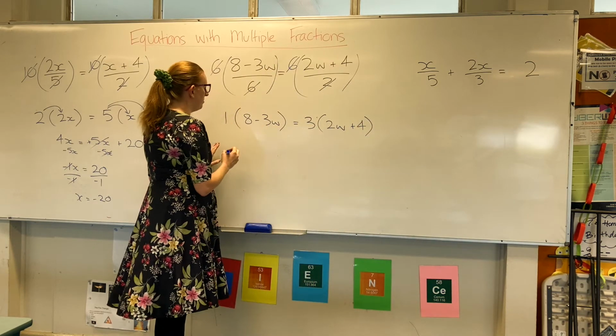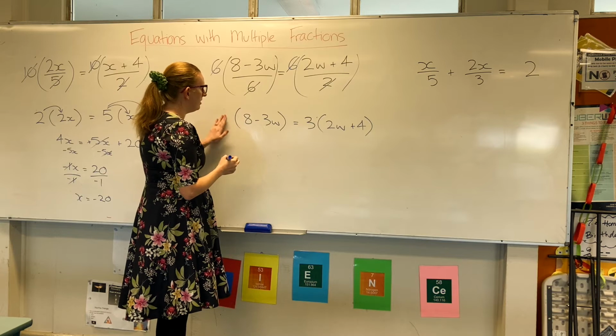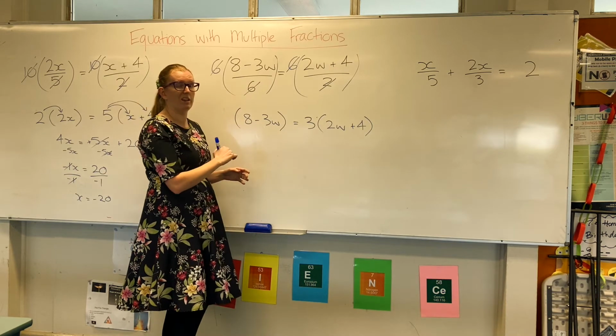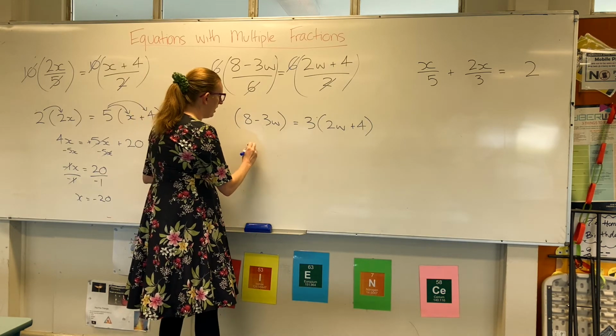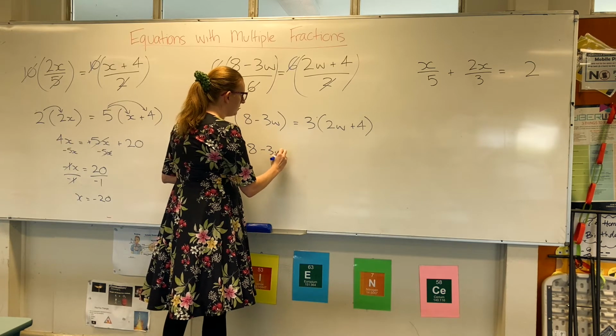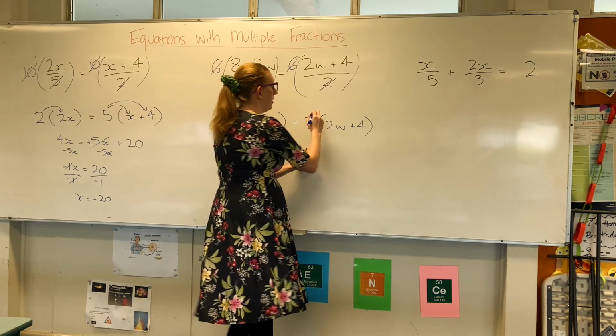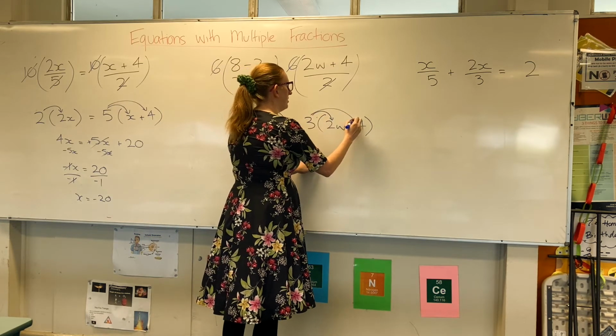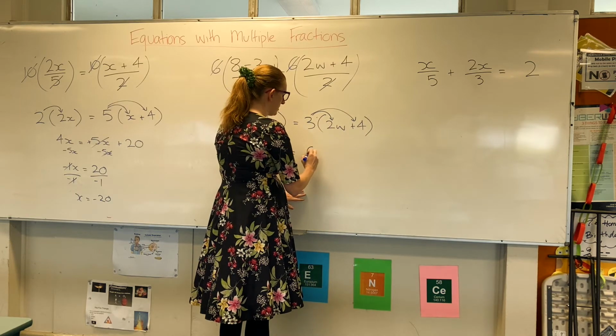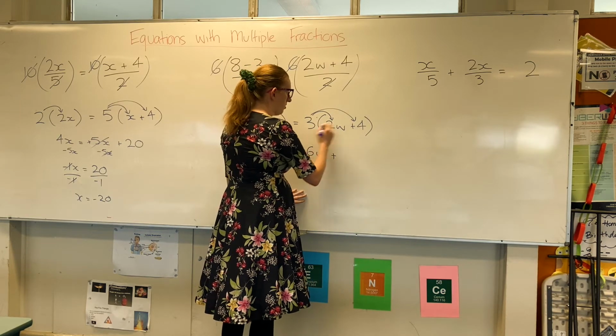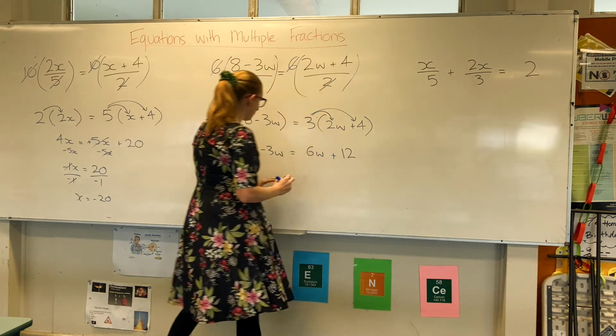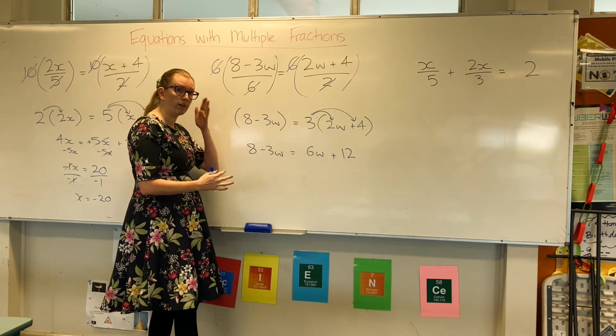Cool. I really don't need this 1 here. And technically I don't really need the brackets there either. So I've just got 8 minus 3w over this side. And here I do actually have to expand. So 3 2s are 6, 6w, 3 4s are 12. Okay, now I can solve it like a regular equation.